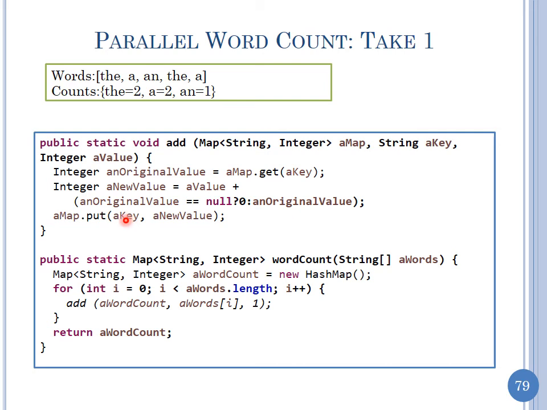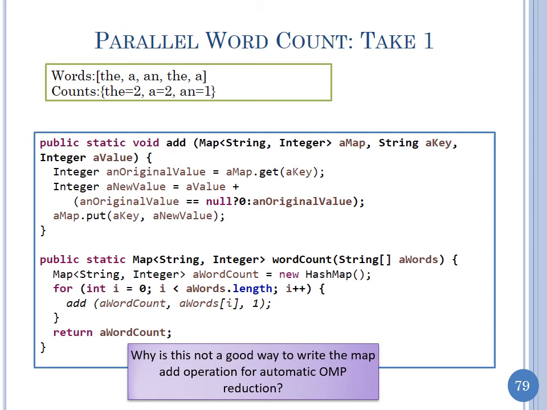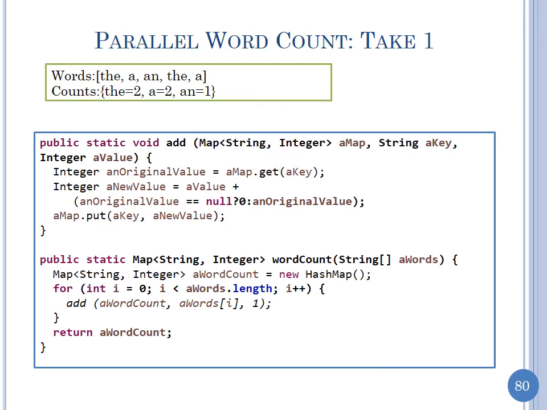So this should work. This is one way of doing the problem, and this is a way I don't like. Okay, and why is this not a good way to write the map add operation for automatic OMP reduction? I can do it this way, but this is not following the rules that OpenMP needs to do the reduction itself. So let's try to figure out why not. I think that may be the last student question I have here. So this is the last time you're to think at this late hour, but let's see.